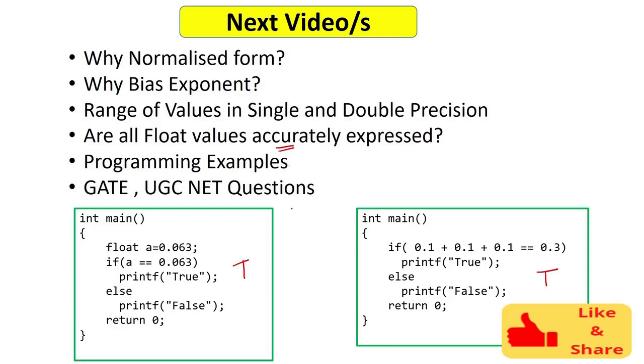But for understanding this concept, you must understand how the IEEE 754 representation works. That means you must understand all the examples which we have just discussed. And we will also take some GATE and UGC-NET questions based on the IEEE 754 representation. So there is a homework for you: you have to represent 0.6 and 0.1 in IEEE 754 32-bit representation. You can write the answer in the comment box.